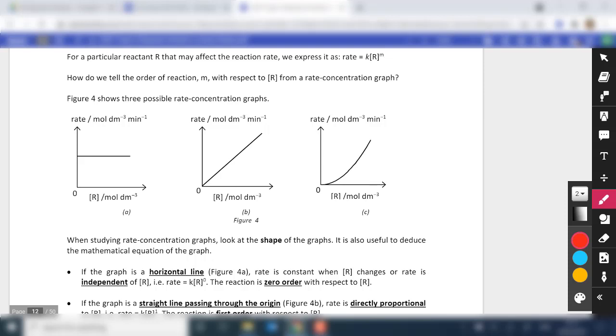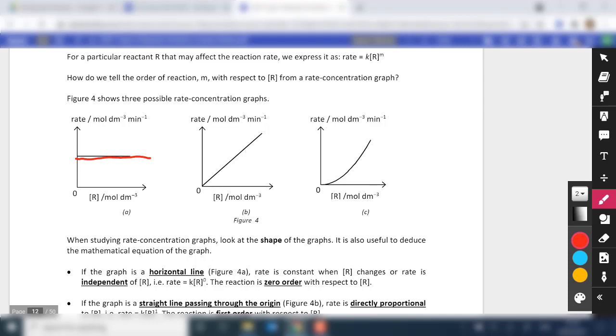zero, first and second order kinetics, then I think this comes as no surprise. Because if it's a zero order reaction and I plot rate against concentration, I should get a horizontal line that is parallel to the x-axis. I mean, this shouldn't come as a surprise because the concentration of R will not change the rate.